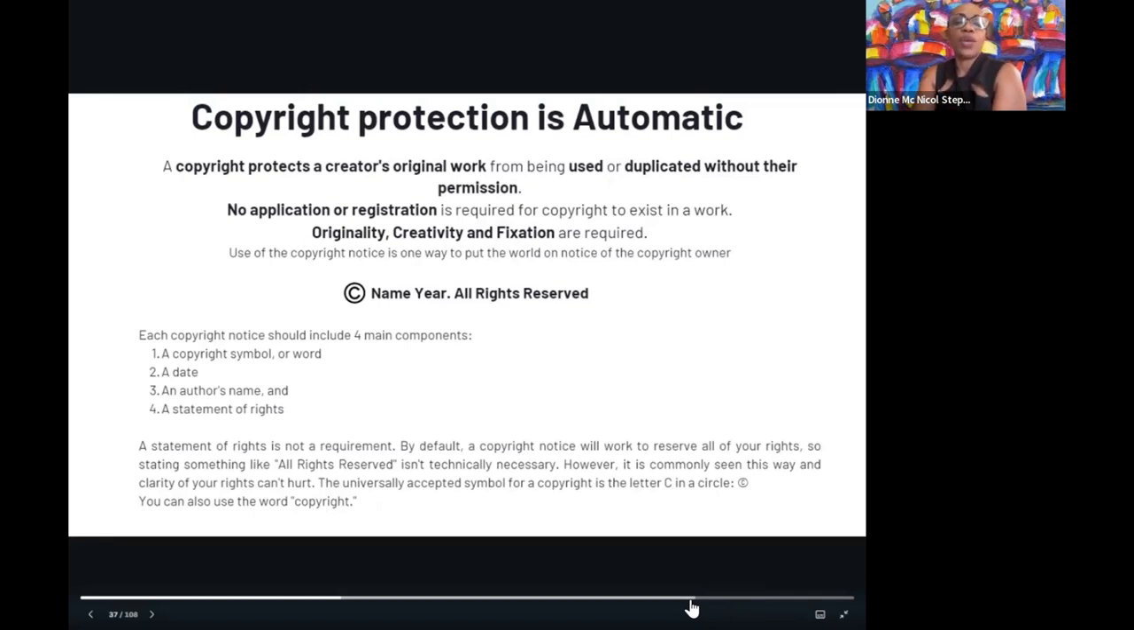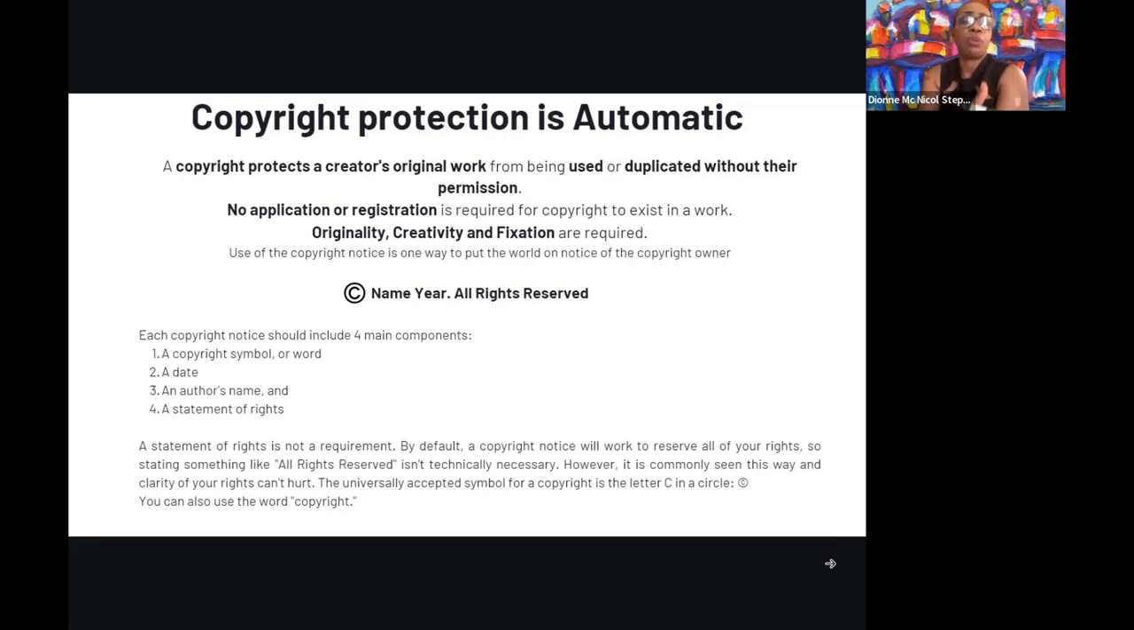Right? One of the ways that you can put the world on notice that you own the copyright in a particular piece of artwork, in a song, in a film, in a book, and you would have seen it in things that you would have interacted with before, is using what we call either the copyright notice or the copyright legend. And that is the copyright symbol, which is the C in a circle, the name of the creator, the year created, and all rights reserved, right? So basically the four components: the copyright symbol or the word copyright, the date, the author's name, and the statement of rights, right?